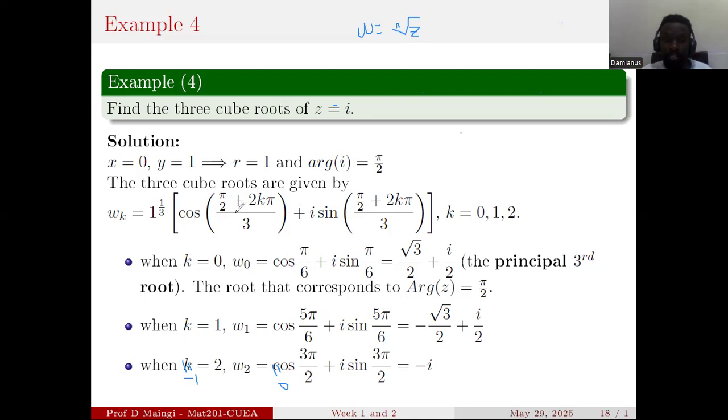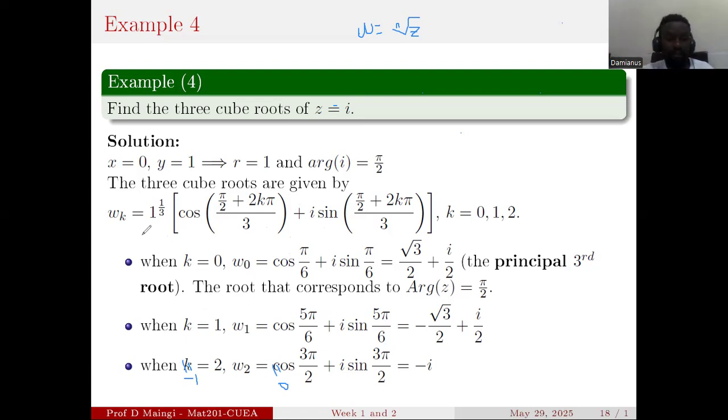So when k is 0, w_0 will just be cosine of pi over 2 over 3, which is cosine pi over 6 plus i sine pi over 6. And that's it. This corresponds to the principal third root. Why principal? Because it corresponds to pi over 6, which is 180 divided by 6, which is 30. So 30 degrees lies between minus 180 and 180.